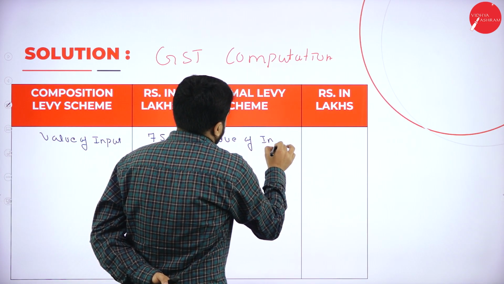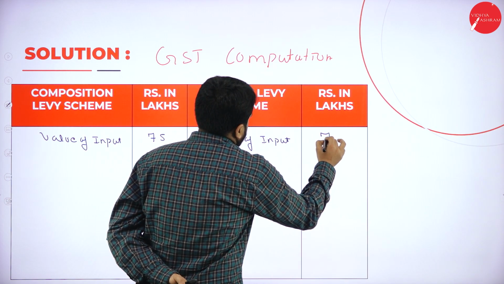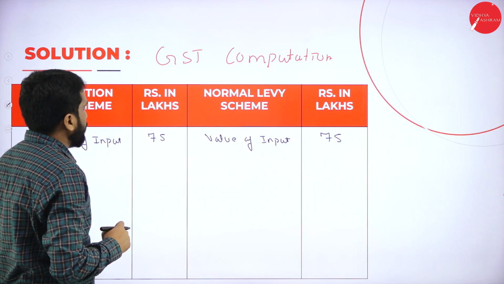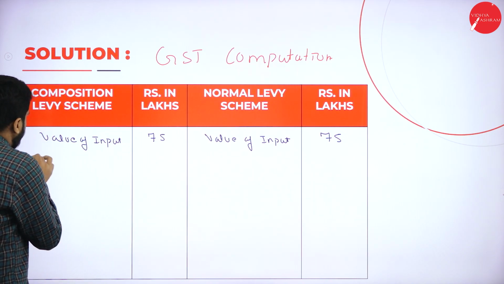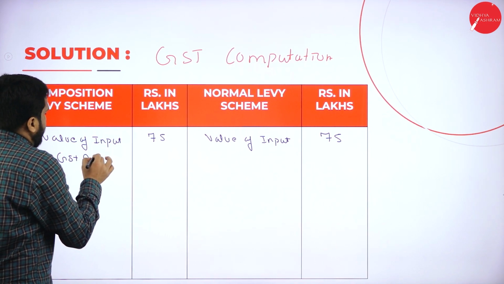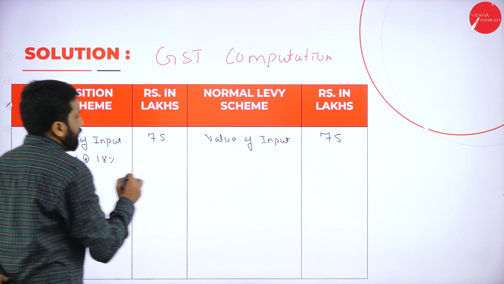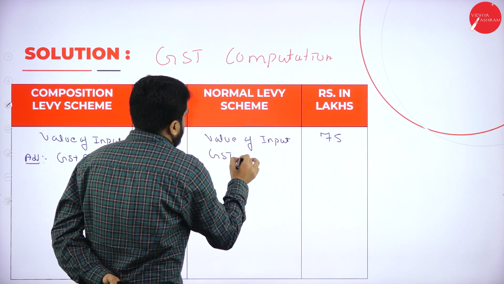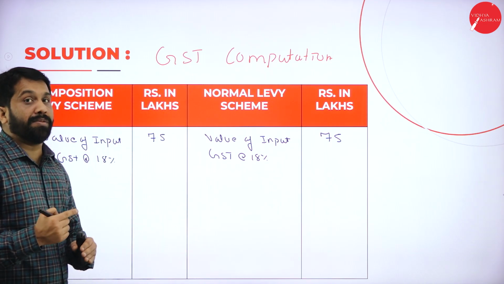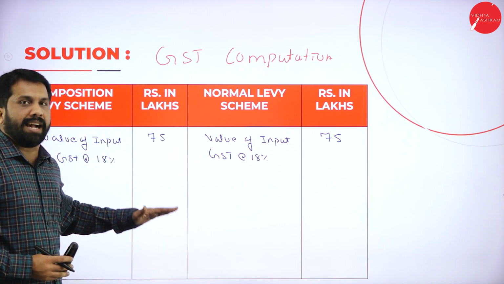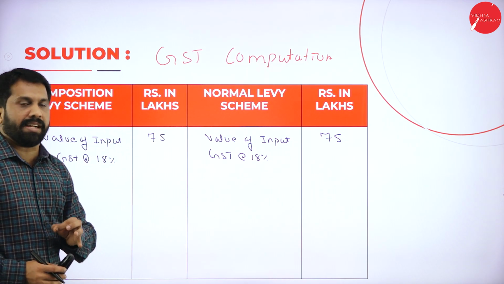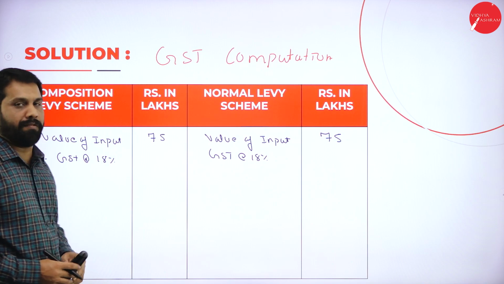Value of input, 75. Hope you are clear. Yes, you are done with this. Then add GST. GST right now we should go for 18%. We are calculating the invoice price. Still we have not started your comparison. Now, GST is what percentage? It is 18%, common for all.